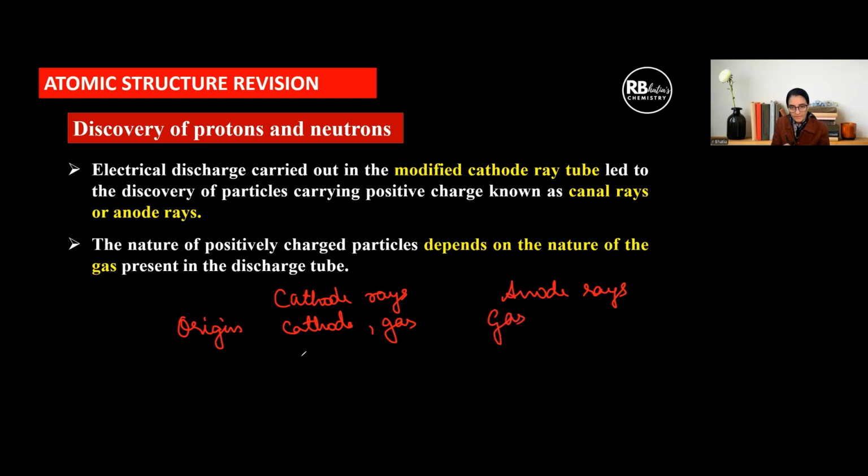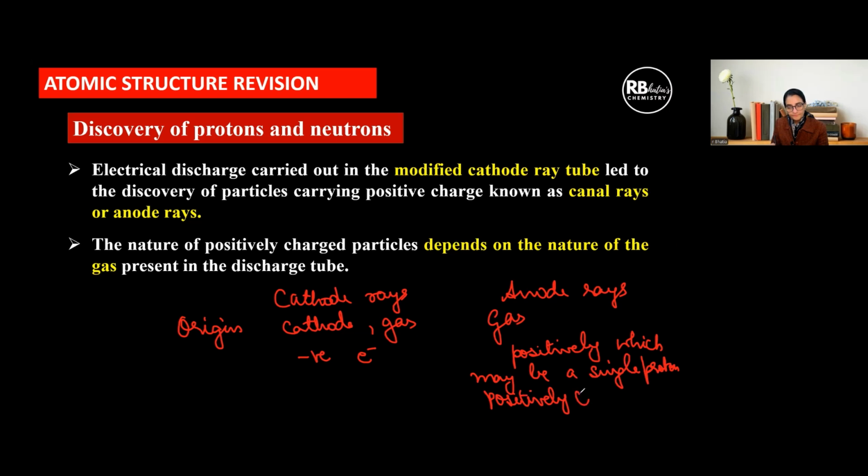Okay, so cathode rays are made up of negatively charged electrons, whereas anode rays are made up of positively charged particles, which may be a single proton if we are talking about hydrogen gas, or it may be made up of positively charged particles, each having many protons. Right? So please remember these can be again potential questions in the form of MCQs otherwise. So nature of positively charged particles depends on the nature of gas present.